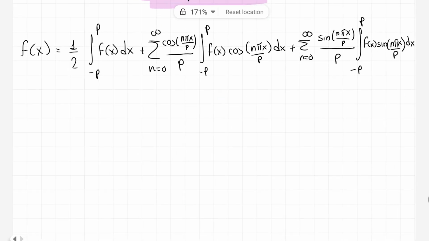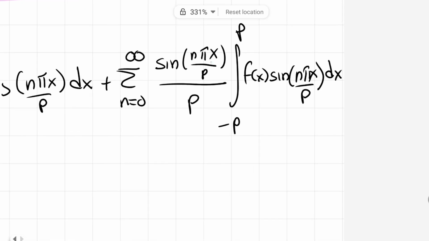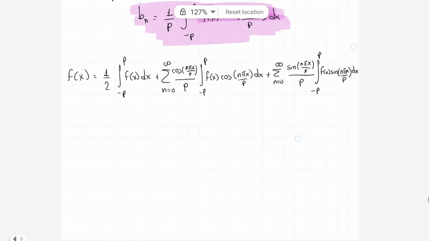Okay, so this will be the final equation just by substituting the definitions we found for a sub n and b sub n. We have that a function f of x is equal to 1/2 the integral from negative p to p of f of x dx plus the sum from n equals 0 to infinity of the cosine of n pi x over p all over p times the integral from negative p to p of f of x cosine of n pi x over p dx, and then just plus the sum from n equals 0 to infinity of the sine of n pi x over p times the integral from negative p to p of f of x sine of n pi x over p dx.